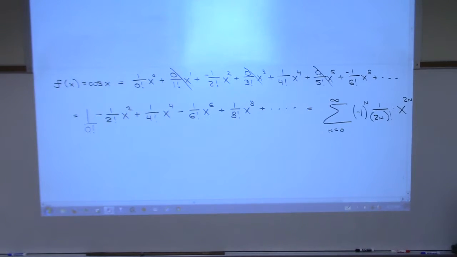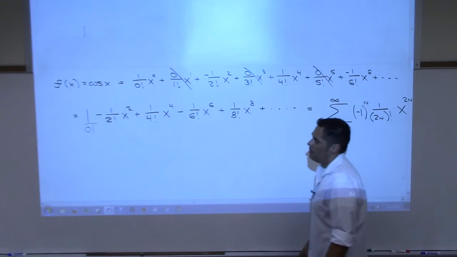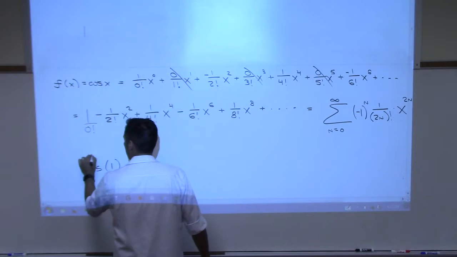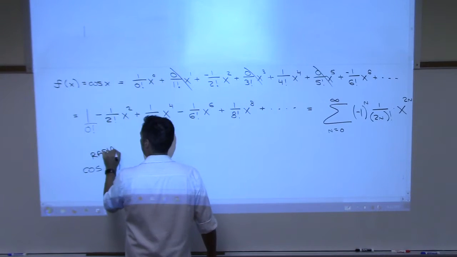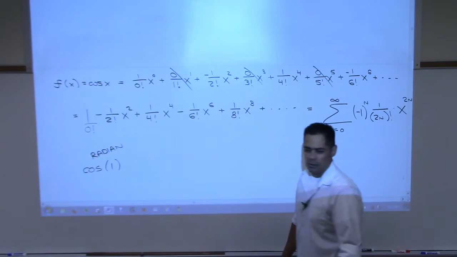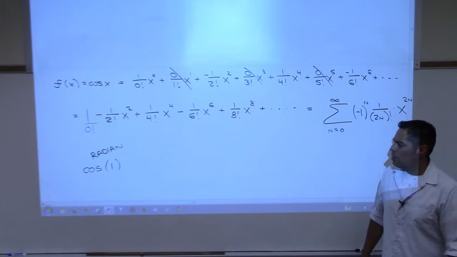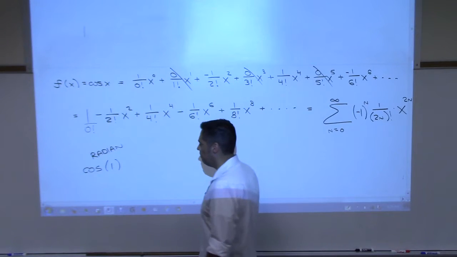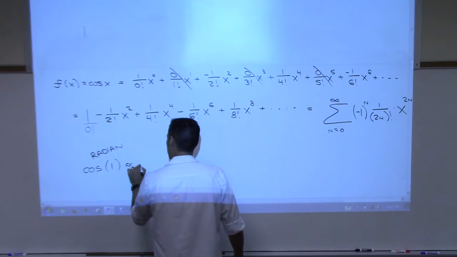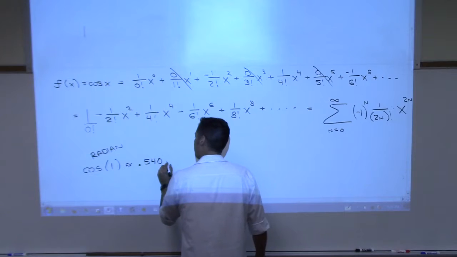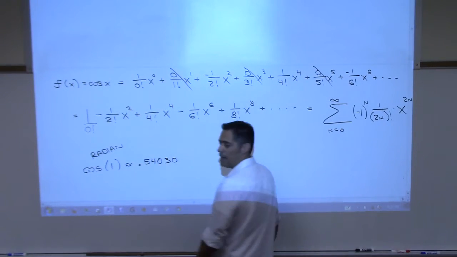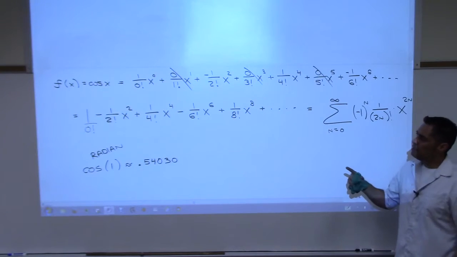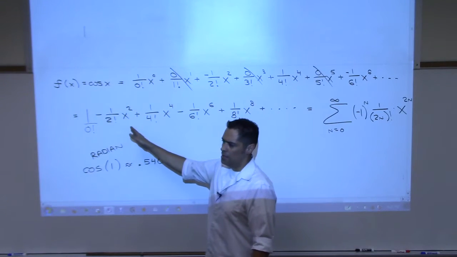Now, let's not lose sight of something here. If you get your calculator out right now, make sure you're in radian mode. Do cosine of 1 on your calculator and tell me what you get. Cosine of 1. 0.540 what? 30, something like that? Yeah. What I claim is that this is going to give you the same thing.